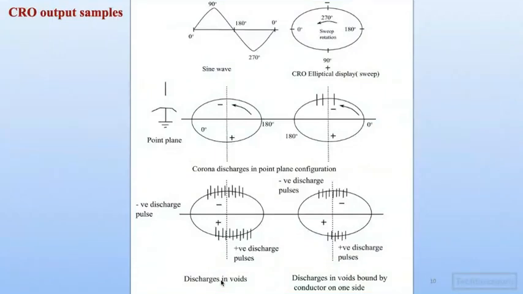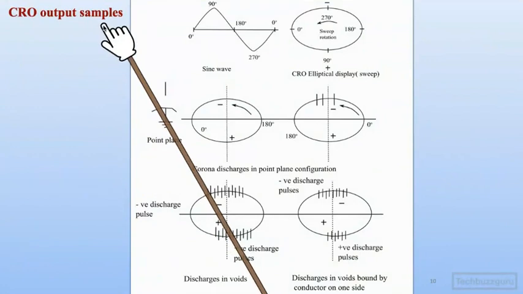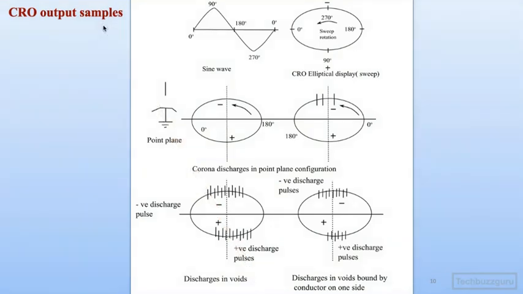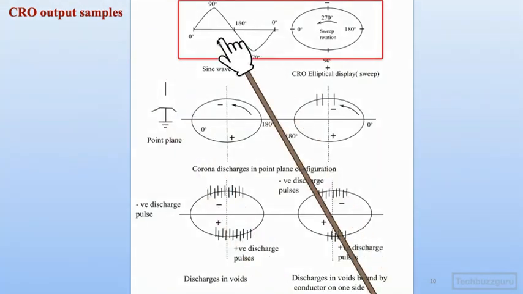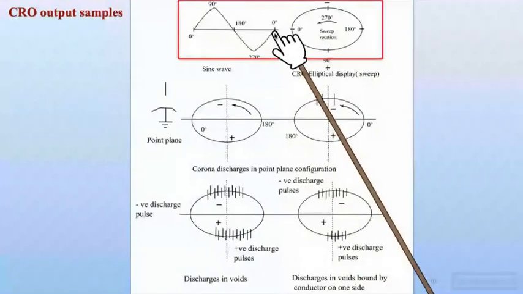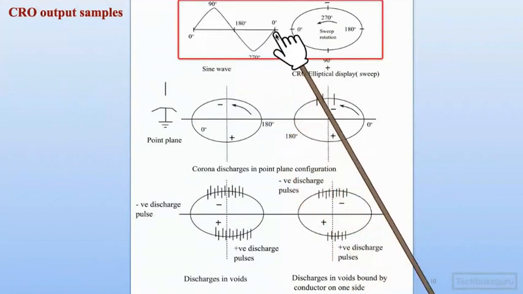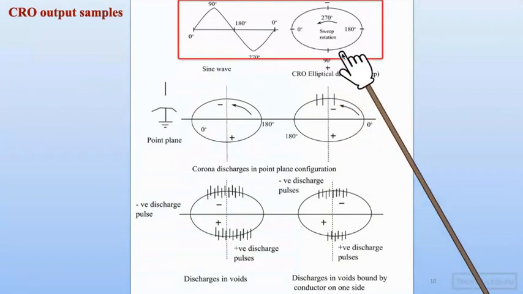So these are the CRO output samples which are obtained through the testing using the straight detection method. Okay, so let us check what the output samples are. On the top, you can check here. This is a sinusoidal wave that is applied as high voltage across the sample, and when partial discharge takes place, voltage will be induced across the detecting impedance, and that voltage will be applied to the CRO.